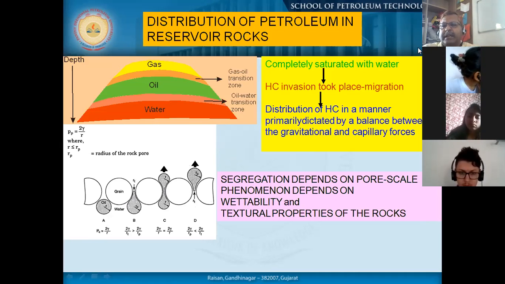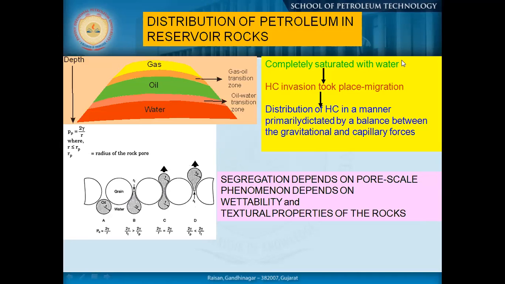Just try to visualize, because the reservoir is inhomogeneous in nature. Number one, in terms of mineralogy. Number two, the size of the pores. And number three, the type of crude oil. Now, when the crude oil is migrating into the reservoir, what is happening?